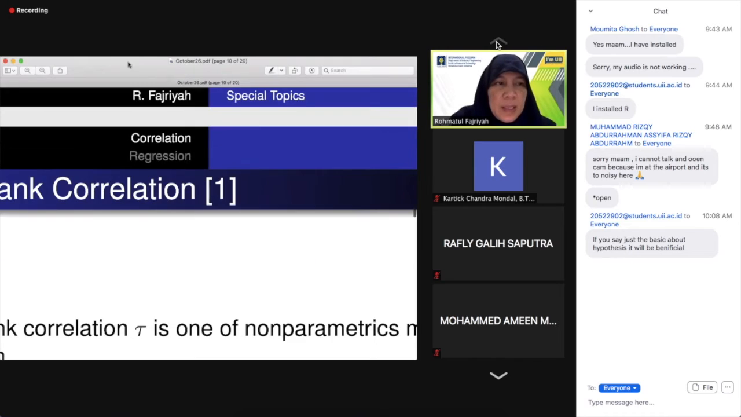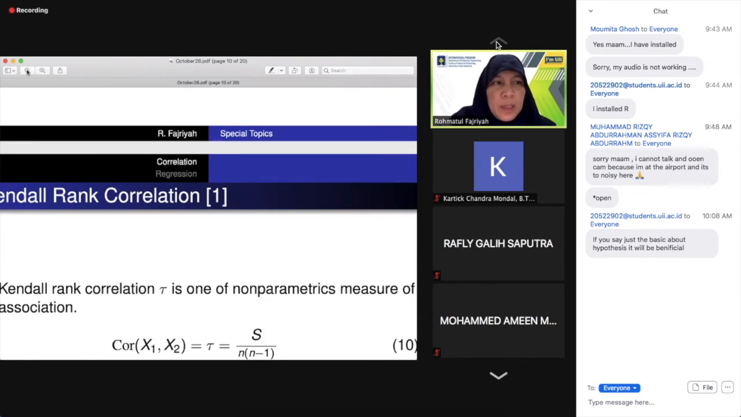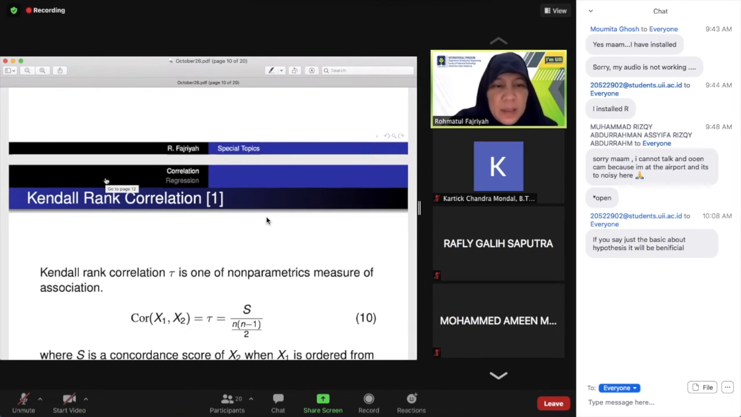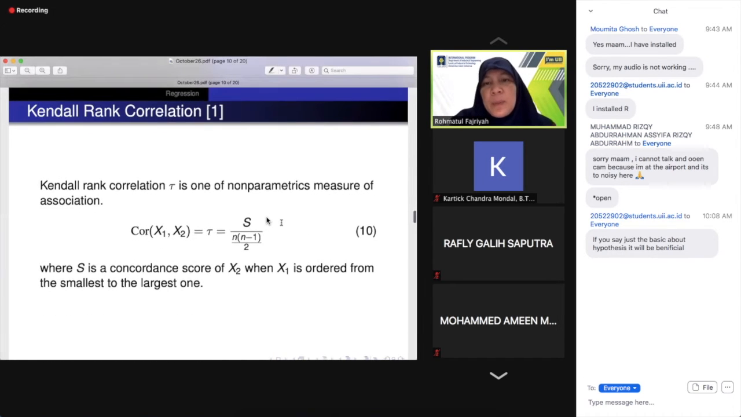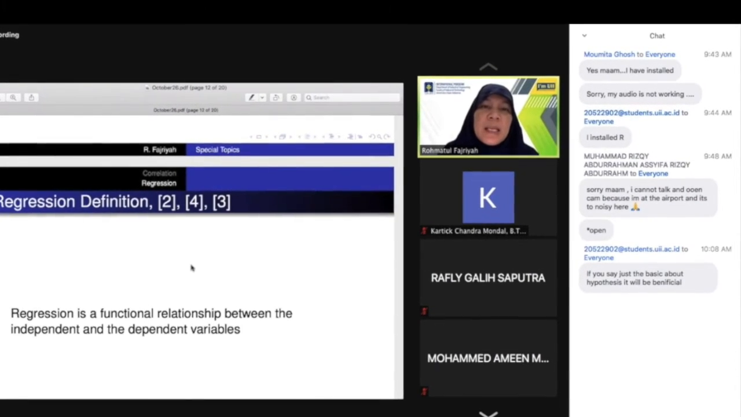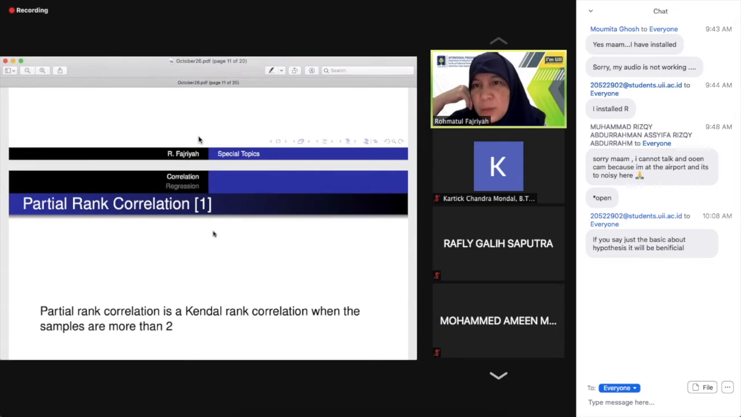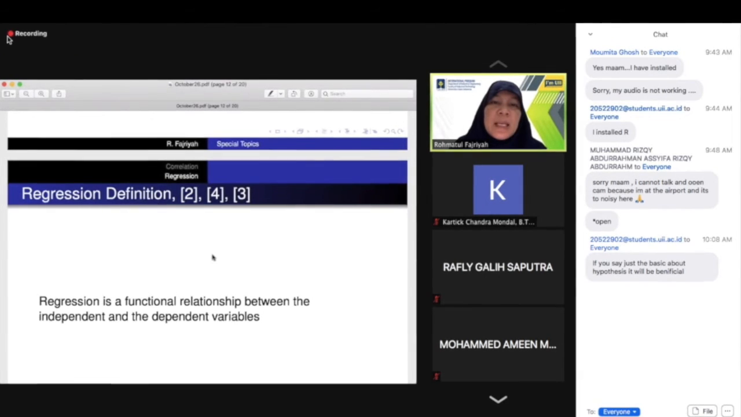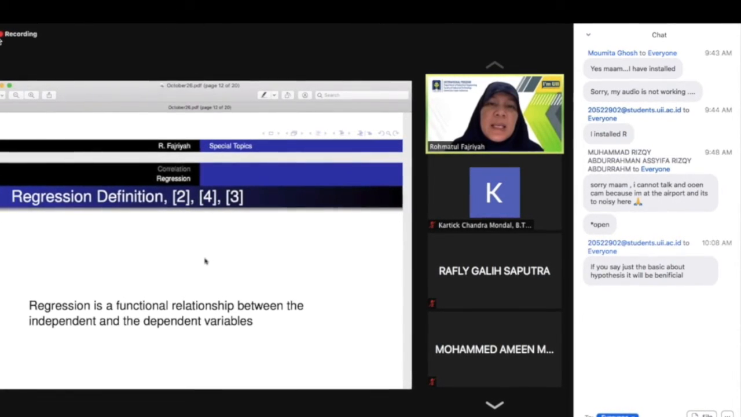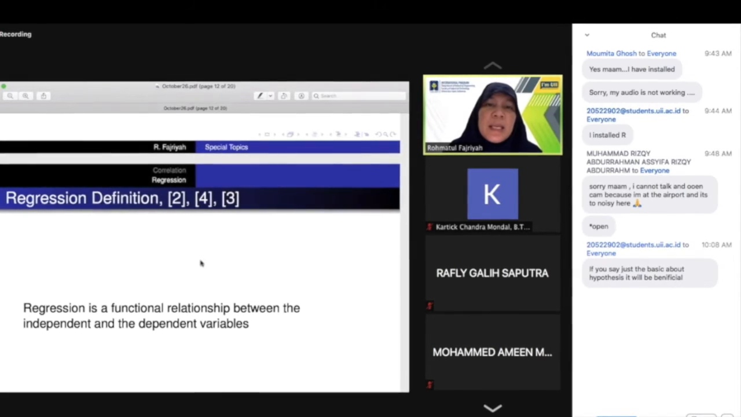Now we learn about another type of non-parametric correlation, which is Kendall rank correlation. How to compute this one manually is like this. S is the Kendall rank correlation, where you only have two variables. But for partial correlation, it means you have more than two, maybe 3, 4, 5, and so on.